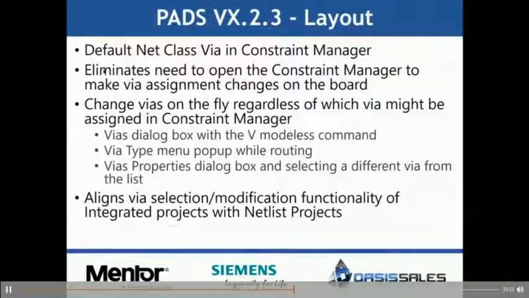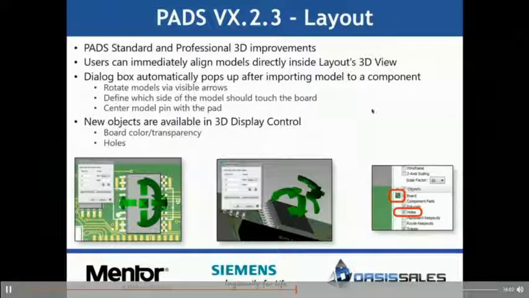So that was a function that was available in Expedition, but for some reason it wasn't available with PADS Standard Plus integrated flow. They fixed that and added it into that. I would say this eliminates the need for entering the constraint manager in order to change things. Changing vias on the fly is all done correctly now. This will be a very welcome enhancement for people that have been using the 3D functionality in PADS layout.